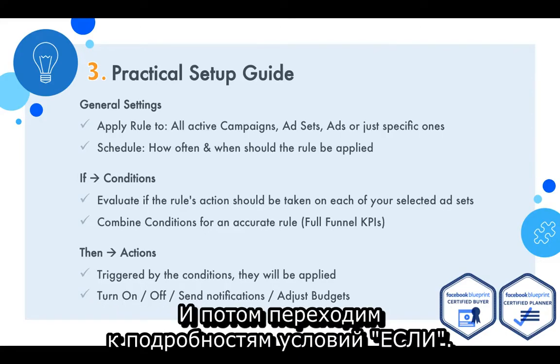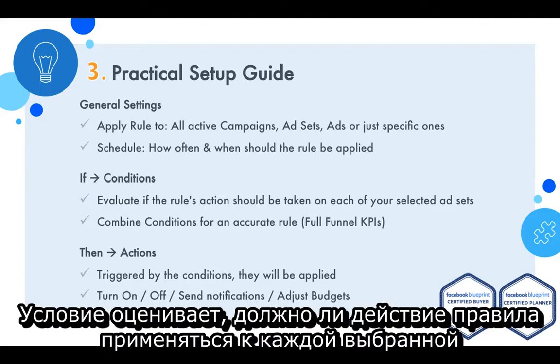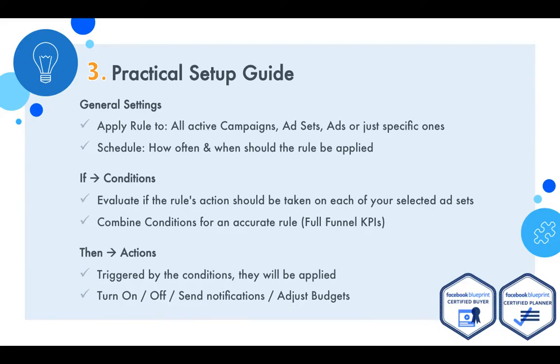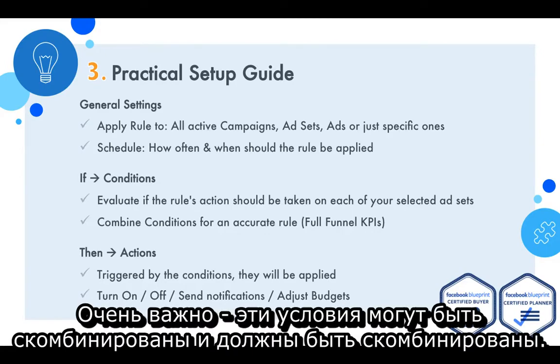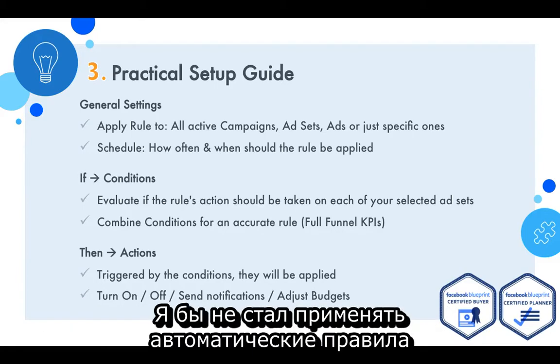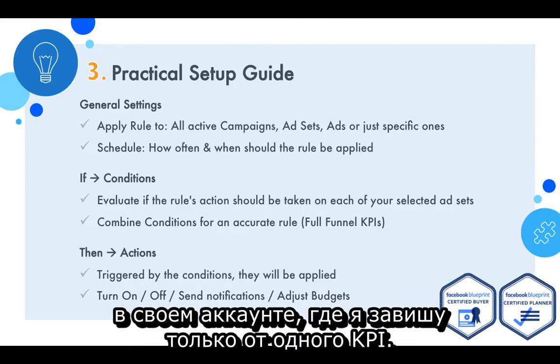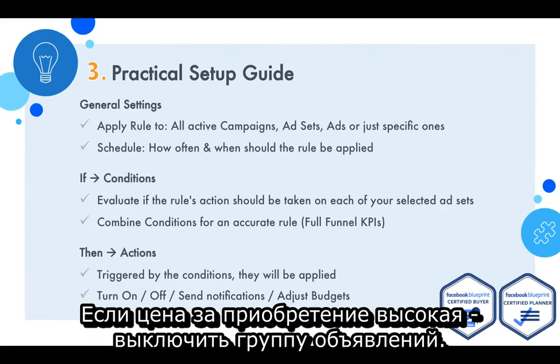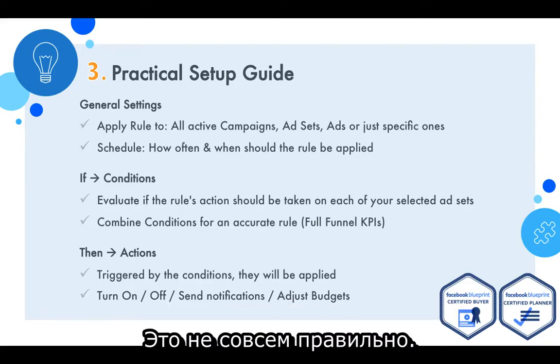And then we go into the details of the if conditions. This evaluates if the rule's action should be taken on each of the selected campaigns, ad sets, or ads. And very important, these conditions can be combined and should be combined. So I would not like to apply an automated rule to my account where I just rely on one KPI. For example, if cost per acquisition is high, turn off ad set. That is not very good.